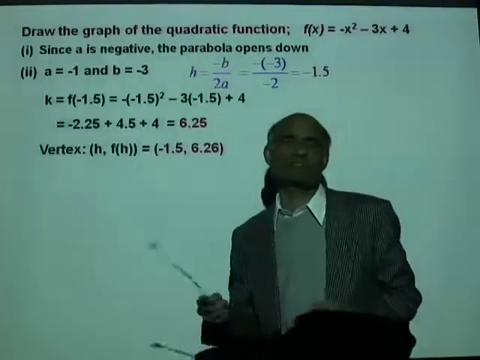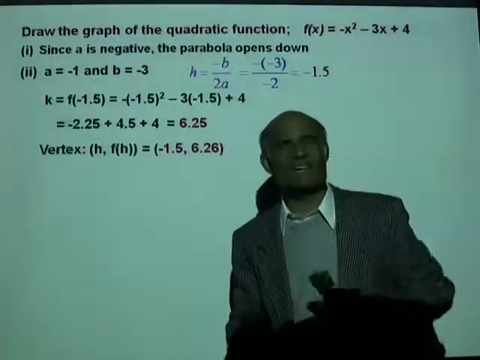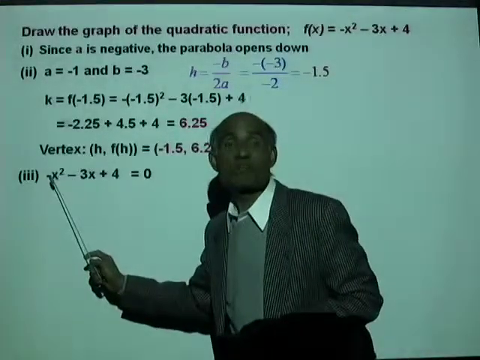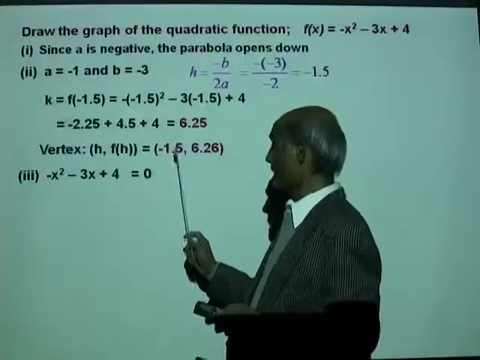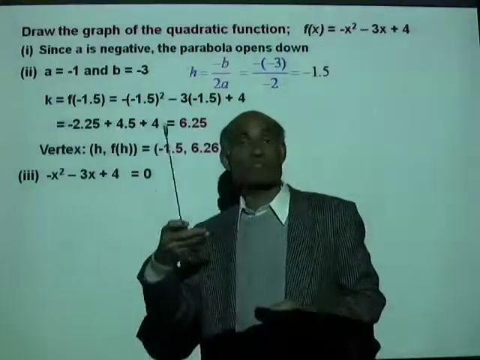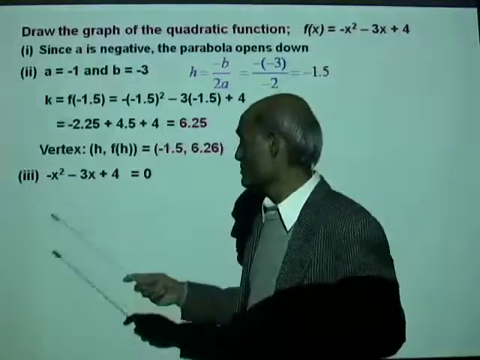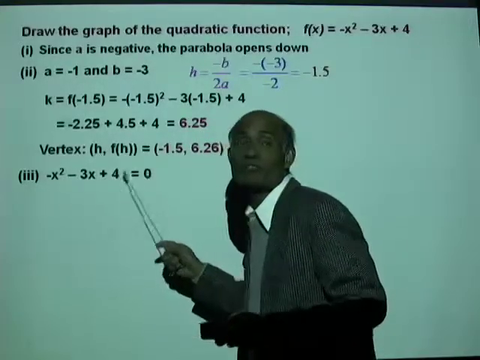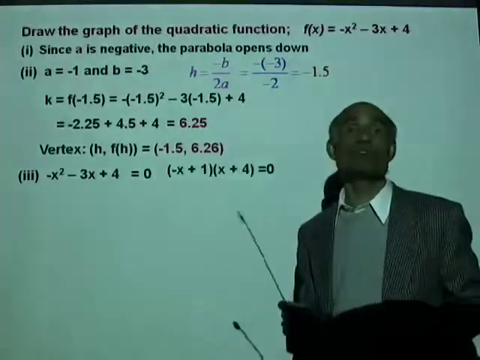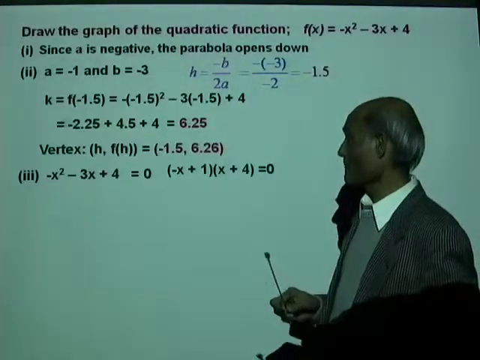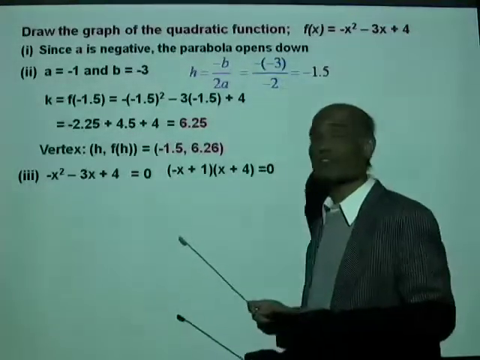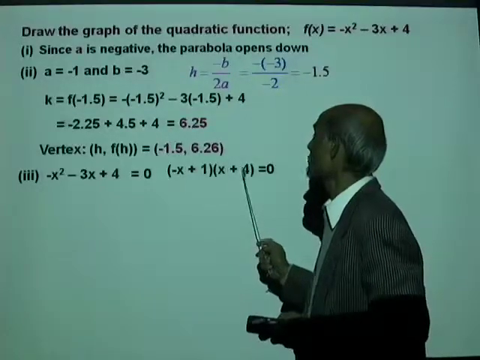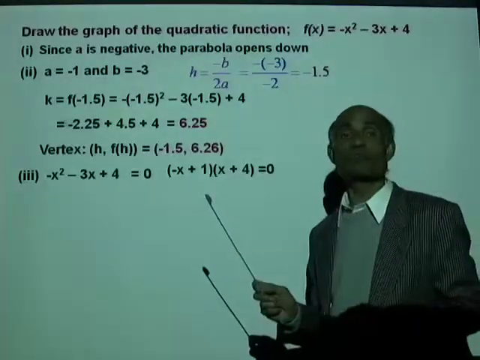Well, it doesn't matter because you will not be able to mark as accurately as it is. We have only found the vertex. We have to now find the x-intercept. To find the x-intercept, we set the function equal to 0 and solve for x. And this also can be factored. It is negative (x plus 1) times (x plus 4) equal to 0.